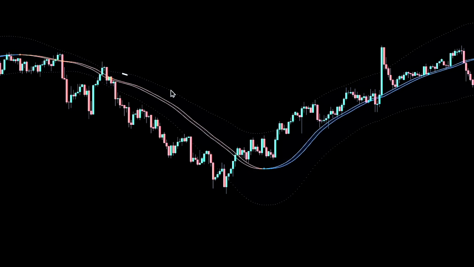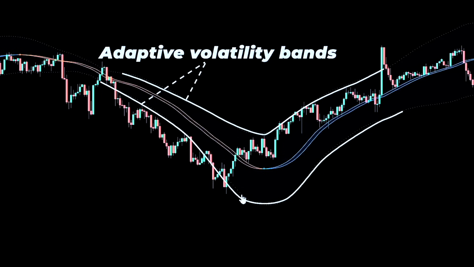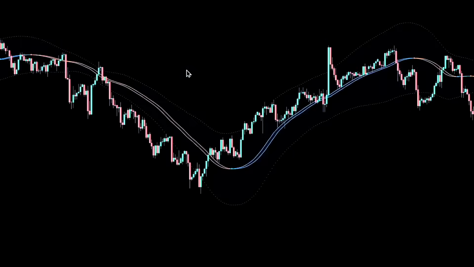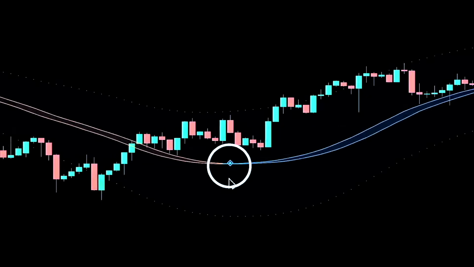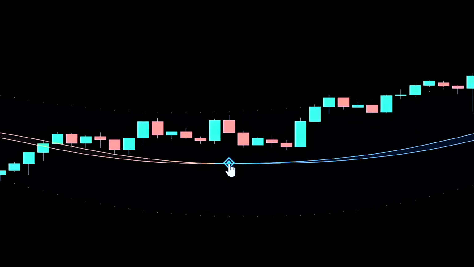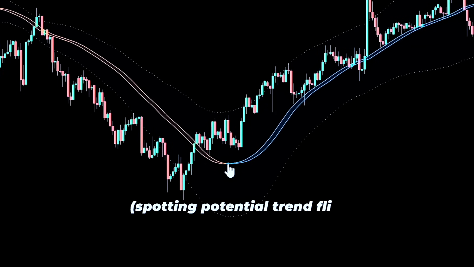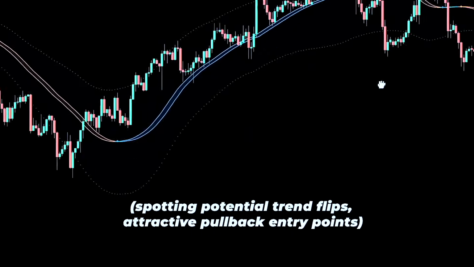Additionally, there are adaptive volatility bands, one above and one below the T3 line. These bands expand during periods of high market volatility and tighten when the market is quieter, similar to Bollinger Bands. They provide visual hints for potential breakout opportunities or zones where price reversal might occur. You may also notice small diamond-shaped or cross-like markers appearing when the T3 line crosses a lagged version of itself. These markers are valuable for identifying potential trend reversals or optimal entry points during pullbacks.